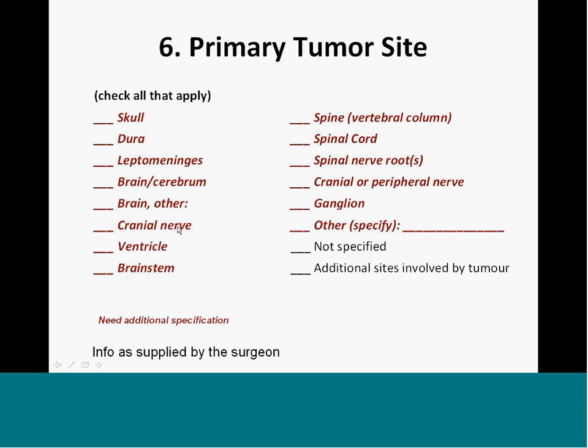And you can see we already have a cranial nerve. This has been corrected in the 2011 version, where there is cranial nerve and a separate peripheral nerve. But again, that is not the version that is currently being used by CCO. Again, others are not specified. There is a second field to be filled in, one that I always forget to fill in, additional sites involved by tumor, and then you get the whole list again to fill in. A little bit double.